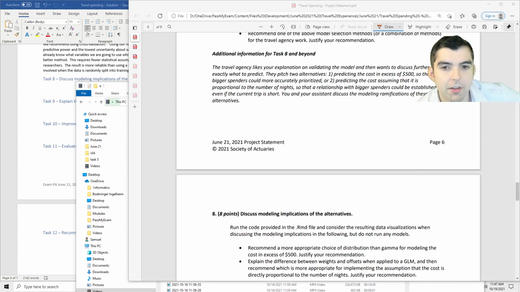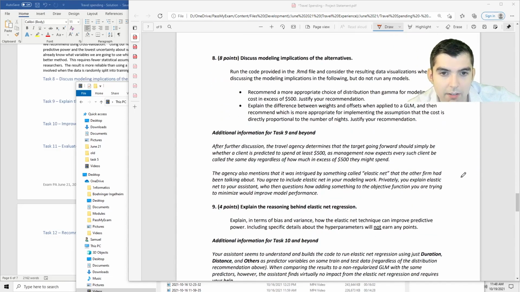Additional info for task 8 and beyond. The travel agency likes your explanation on validating the model and then wants to discuss further exactly what to predict. They pitch two alternatives. One, predicting the cost in excess of 500 so that bigger spenders could more accurately be prioritized. Or two, predicting the cost assuming that it is proportional to the number of nights, so that a relationship with bigger spenders could be established even if the current trip is short. You and your assistant discuss the modeling ramifications of these alternatives. Task 8, 8 points. Discuss modeling implications of the alternatives.